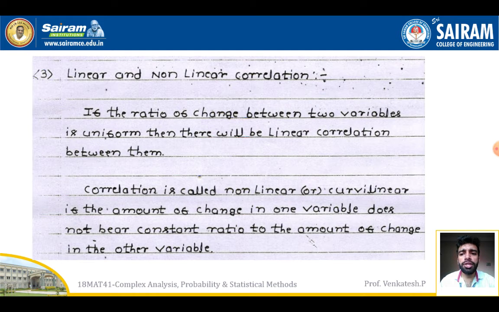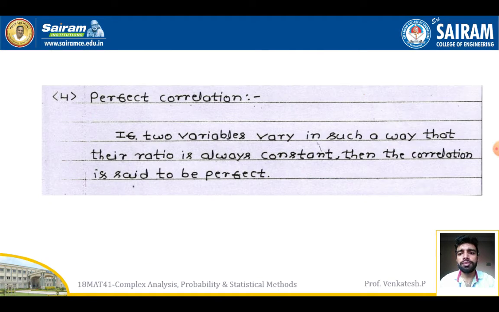Linear and non-linear correlation. If the ratio of change between two variables is uniform, then there is a linear correlation between them. Otherwise, the correlation is called non-linear or curvilinear correlation, if the amount of change in one variable does not bear a constant ratio to the amount of change in the other variable. Next is perfect correlation. If two variables vary in such a way that their ratio is always constant, then the correlation is said to be a perfect correlation.